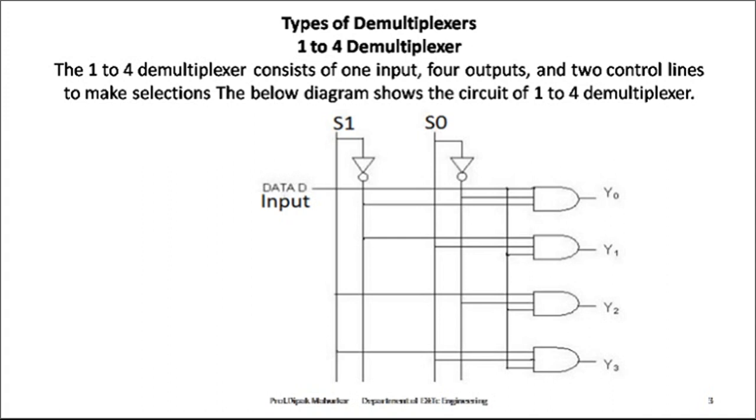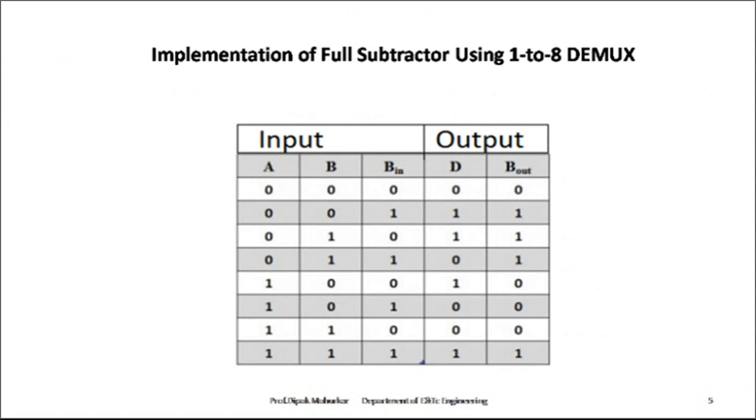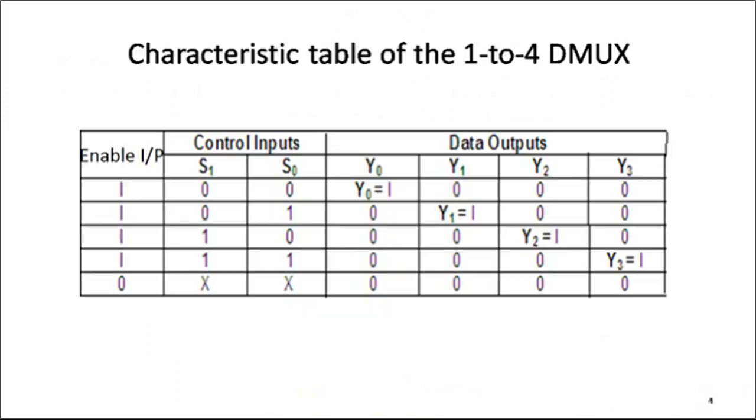Okay, now see the truth table first, then we can see the diagram. For the 1:4 demultiplexer, if you observe the truth table, these are the control inputs S0 and S1, the enable input, and the data outputs: 4 outputs for 1:4, 1 input and 4 outputs. Y0, Y1, Y2, Y3 are the 4 output lines. Then you have the control inputs S0 and S1 and the enable input.